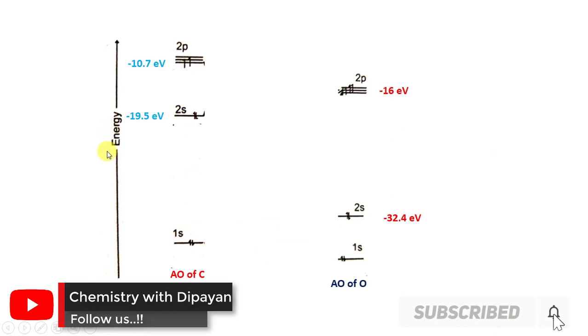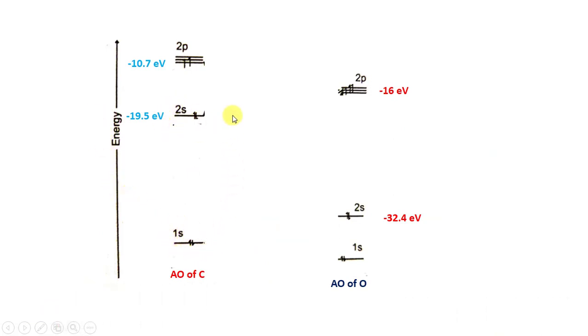So this is the energy axis, and this is 1s, 2s and 2p orbital with proper energy. These are the atomic orbitals of carbon. Here we have 1s, 2s and 2p with proper energy of atomic orbitals of oxygen. The electronic configuration of carbon is 1s2, 2s2 and 2p2, and for oxygen it is 1s2, 2s2 and 2p4. The energy of atomic orbitals of oxygen is lesser than carbon because it is more electronegative.